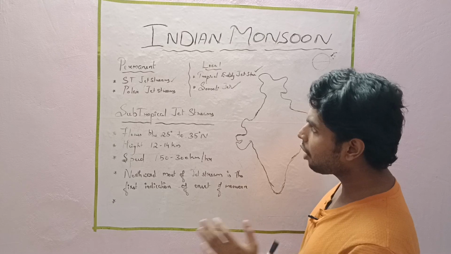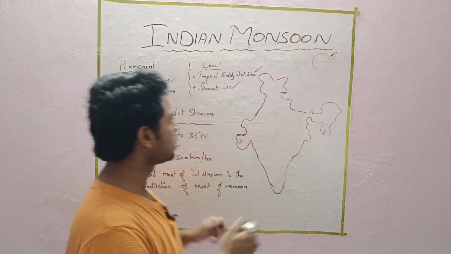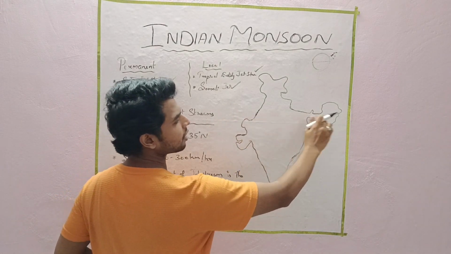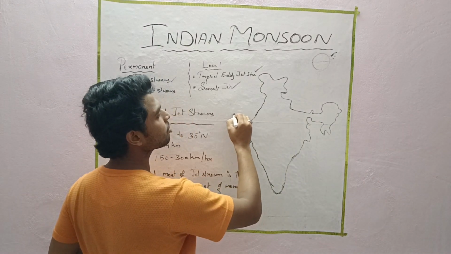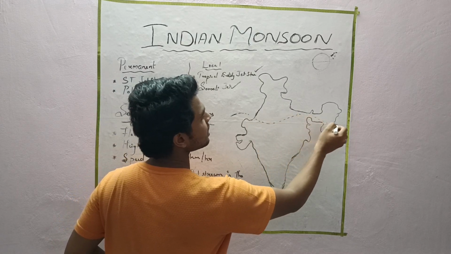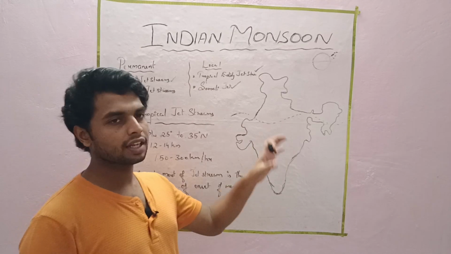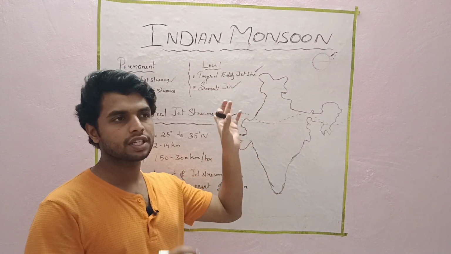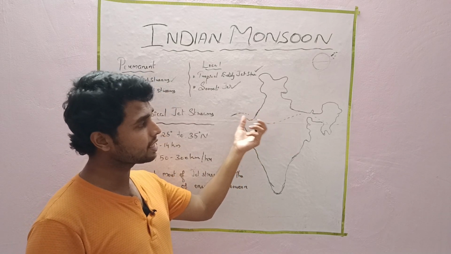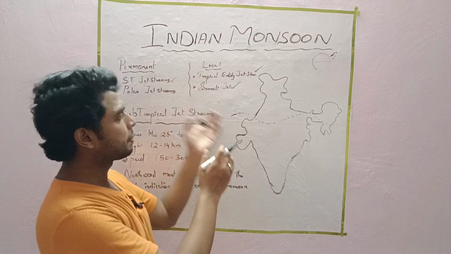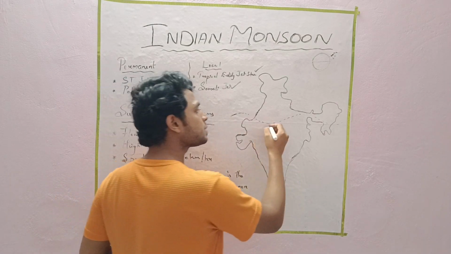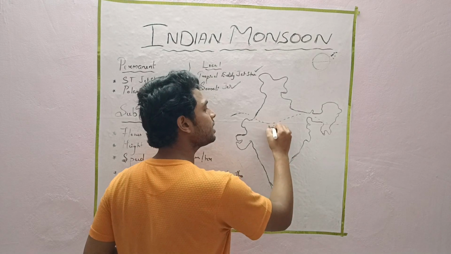So how does it affect the Indian monsoon? See here, first of all, we know that the Tropic of Cancer passes through around here. So when it comes, the subtropical jet streams will move like this. This is the reason why most of the northern part of India, during the months of January, February, March and so on, will experience high pressure, because when the subtropical jet streams are there, the content of air is more, so they will experience high pressure during this time.